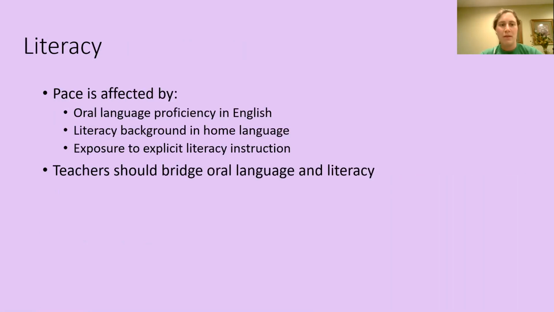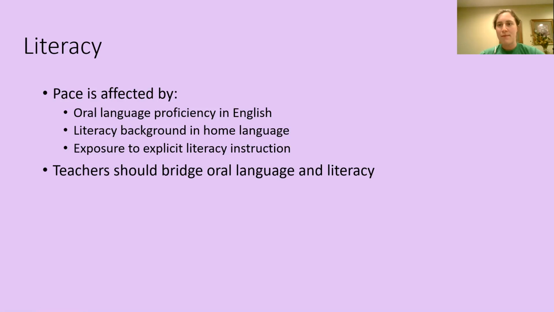So the pace of acquiring literacy is affected by one's oral language proficiency in English. So obviously, if you have higher oral language proficiency, you're more likely to have a higher level of literacy. And also it's affected by their literacy background in the home language. So again, it's important that we know our students' academic backgrounds. And also it's affected by the exposure to explicit literacy instruction.